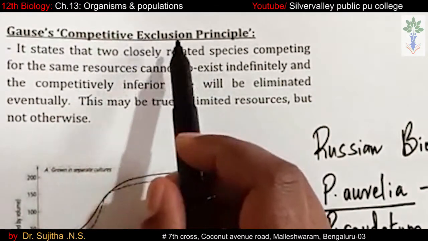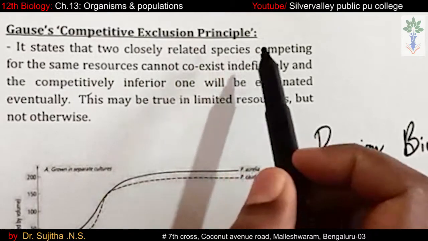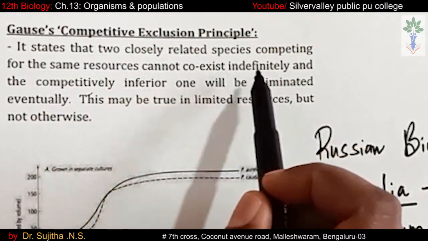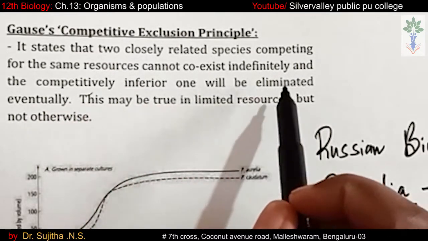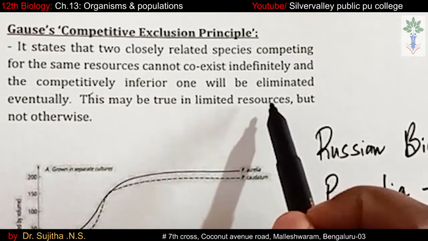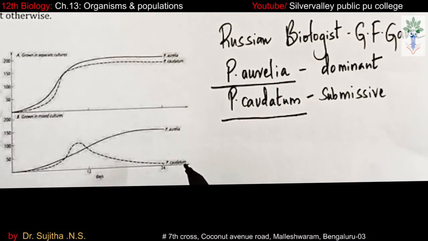Gause's competitive exclusion principle states that two closely related species competing for the same resources cannot coexist indefinitely, and the competitively inferior one will eventually be eliminated. This may be true in limited resources but not otherwise. First, let's consider an example.